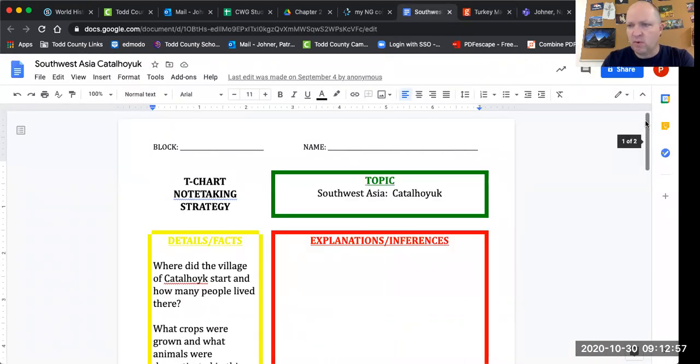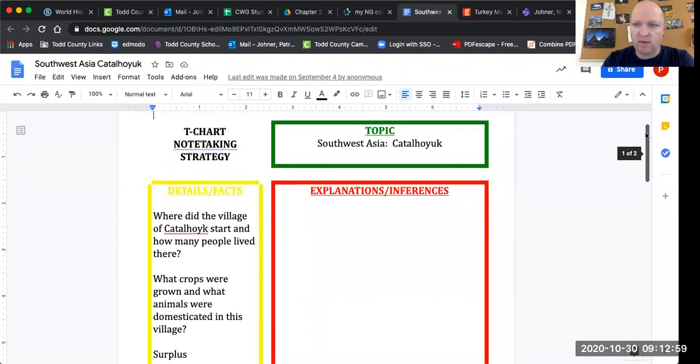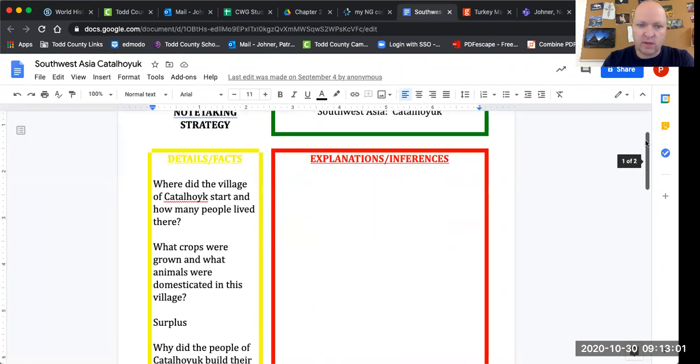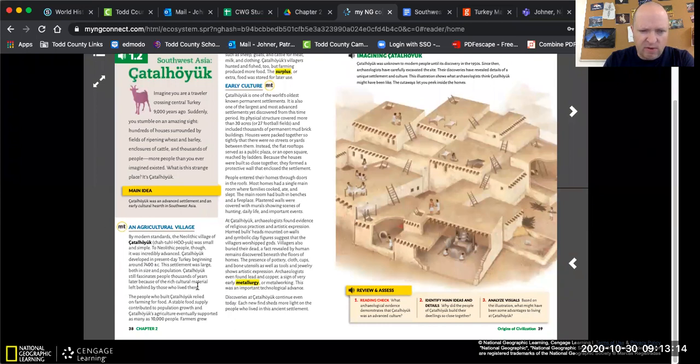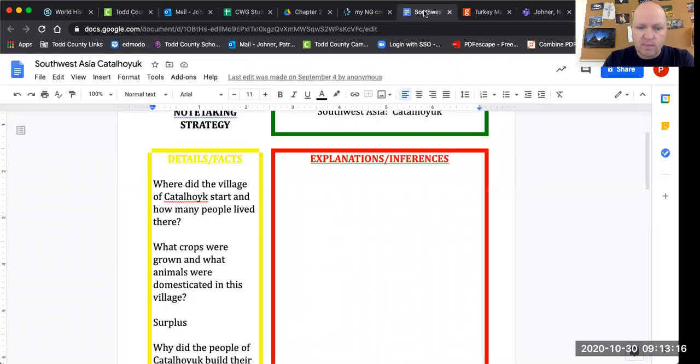So let's look at what we're going to find out more about the village of Catalhoyuk. It says, where did the village of Catalhoyuk start and how many people lived there? So where did it start and how many people lived there? So this area right through here, you should be able to find it. Second question, what crops were grown and what animals were domesticated in this village?